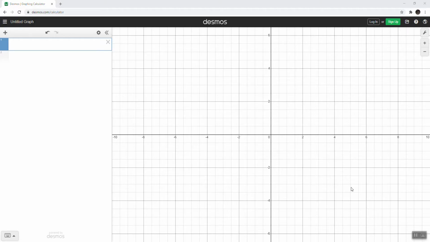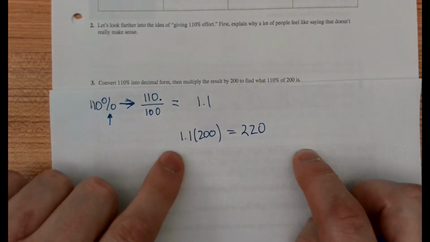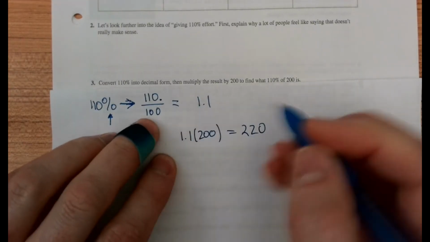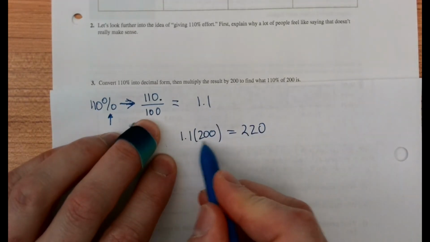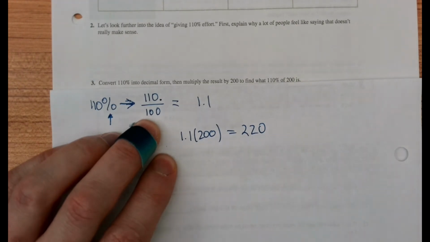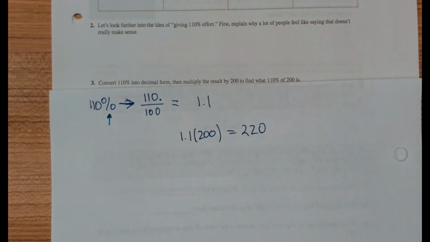So I'm going to do 1.1 times 200. Here we go. There's a result, 220. There are multiple strategies we could use to calculate this with mental math. We could think about 110% as 100% plus 10% more. So 100% of 200 is 200, 10% of 200 is 20, and 200 plus 20 is 220.